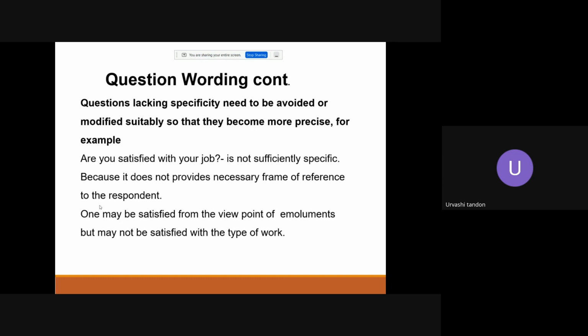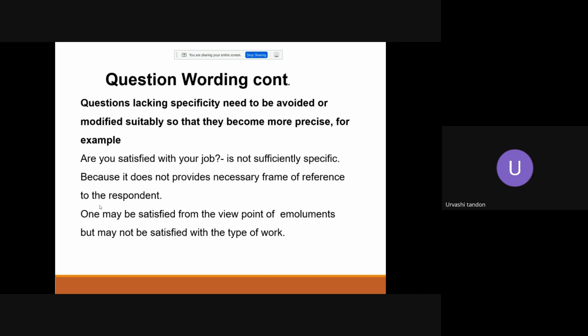Now, "are you satisfied with your job" is not sufficiently specific because it doesn't provide the necessary frame of reference. One may be satisfied from the view of emoluments, another with the type of work, or maybe because of the work environment, you may be satisfied or dissatisfied. So here again you need to think about how you have to ask the questions, right?